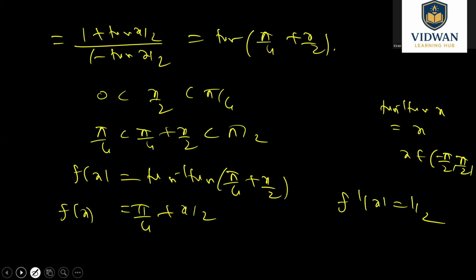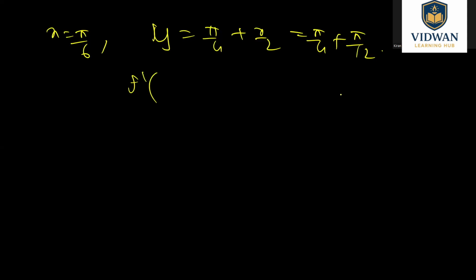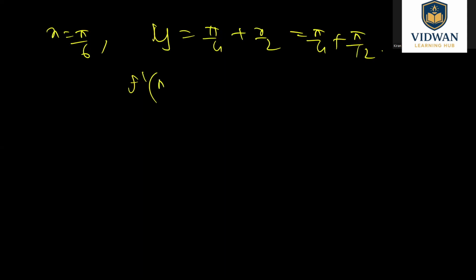So if you want to find the normal at x equal to pi by 6, what is the value of the function? We got the function as y equal to pi by 4 plus x by 2. So this is pi by 4 plus what will be x by 2? If you divide by 2 here, it is pi by 12. So this is the y value. You want to find the normal here. And what is the slope? We got the slope as 1 by 2. And that doesn't depend on x actually. So f dash of pi by 6 also will be 1 by 2.